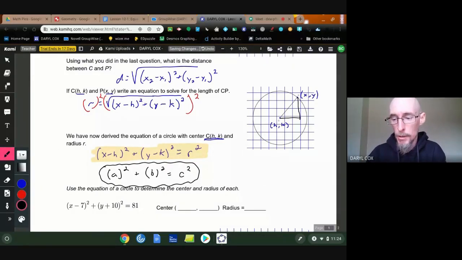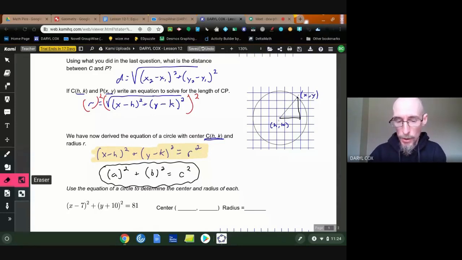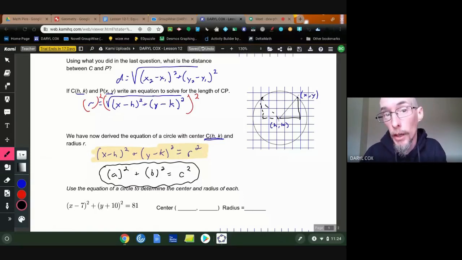And this point P could be anywhere on the circle. If I put that same point P over here, now I just have a different right triangle. In fact, that's a bad decision because it's horizontal. But if I put that point P over here, I now have another right triangle. They're congruent right triangles. So that's how we can use the Pythagorean theorem or the distance formula to create our circle formula.